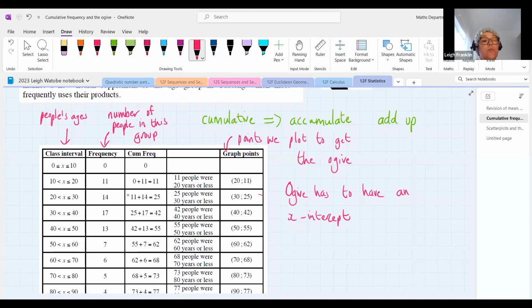The first group where we have a frequency is this group over here. It is always this number here on the left in our first class that is going to be our x-intercept. Remember, y is always equal to 0 at the x-intercept. So our x-intercept in this case will be 10 and 0.